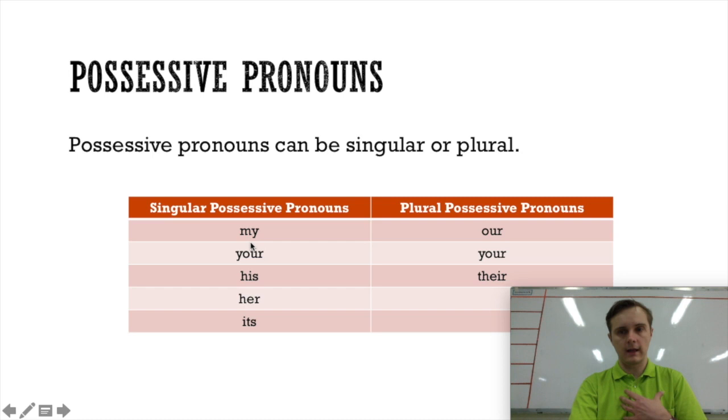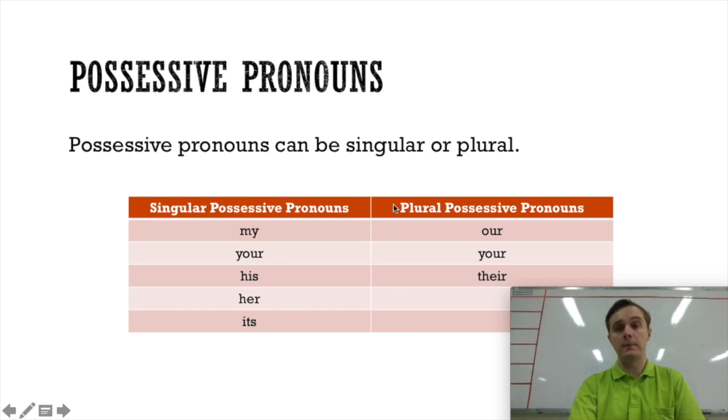So my means belonging to me, like I. Your means belonging to you. His means belonging to a boy. Her means belonging to a girl. And it means belonging to a thing or an animal. So these are all singular possessive pronouns referring to one person or thing.